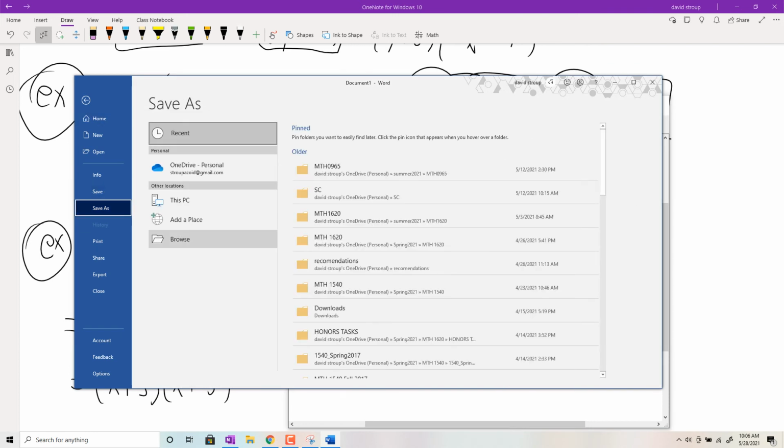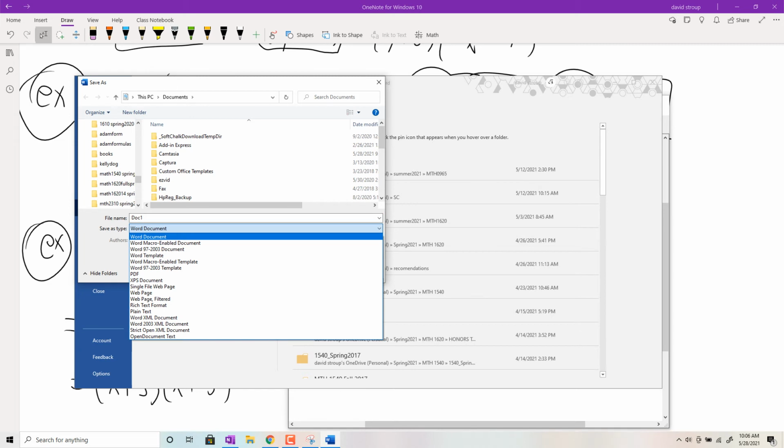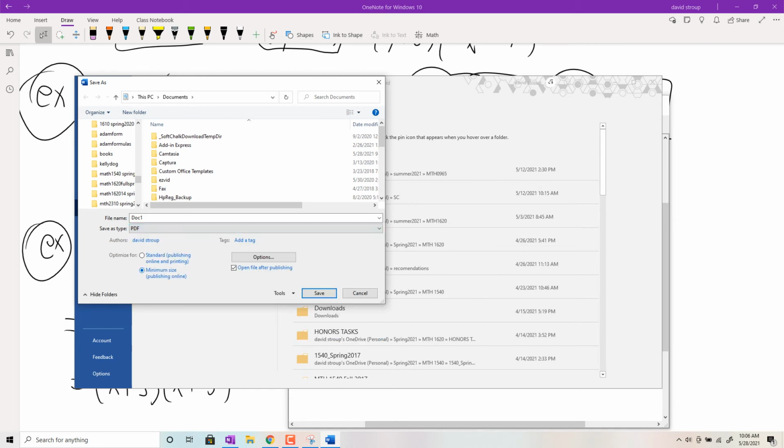But when you do save it, you Save As. And then it says Save as type. Hit that thing and go down to PDF. Okay. So this is video homework 1. And I'll put that in the same place I put it before.